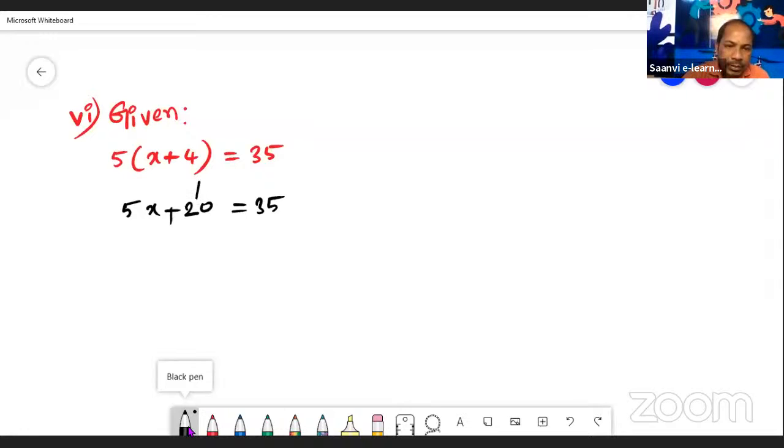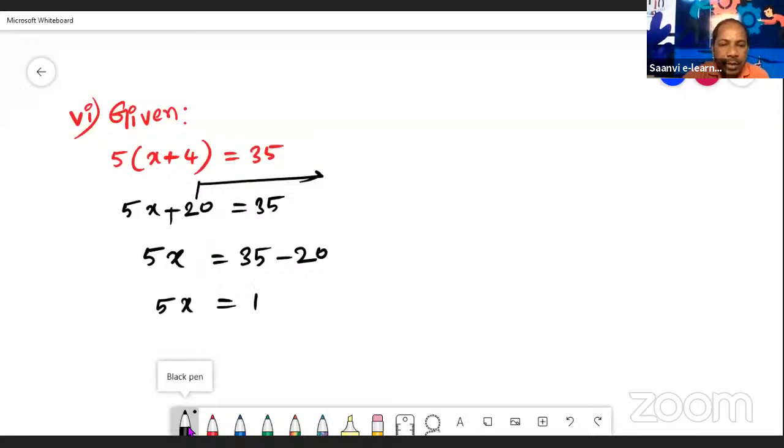First, this plus 20 we send this side. 5x keep here only. Plus 20 send this side. This side already 35 is there, that 35 write as it is. And when this plus 20 goes to this side, it becomes minus 20. So 5x is equal to 35 minus 20. How much? 35 minus 20, 15.